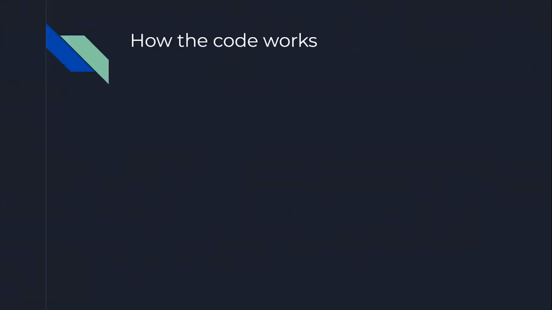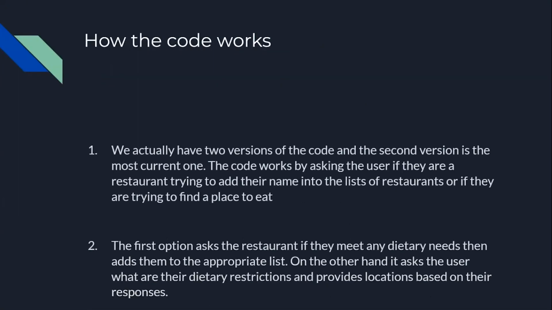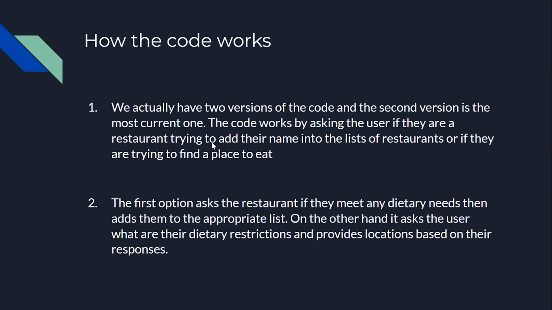And so how the code works. We actually have 2 versions of the code. One was the simpler version, just asking the user what restaurant they're trying to do. But Jessica had a great idea that we should also implement a version where restaurants can add themselves onto a list if they're not already on it. And so that's the code that we're using now. The first option asks the restaurants if they meet any dietary needs, and based off those dietary needs, it'll add them to the appropriate list.